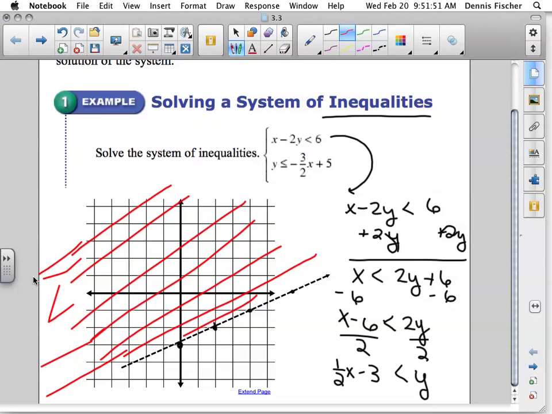Now, my other equation, where would I start on my other equation? At 5. I'm going to start at 5 here. There we go. There's 5. What's my slope? Down 3 over 2. Down 3 over 2. 1, 2, 3 over 2. Okay, there's my point. And I think this one's going to be a solid line because this is an equals here. So we're going to do a solid line here.